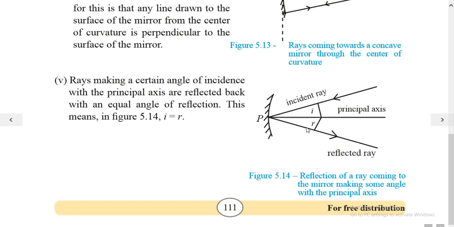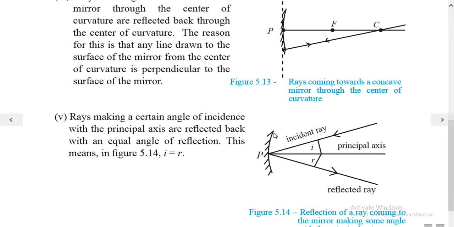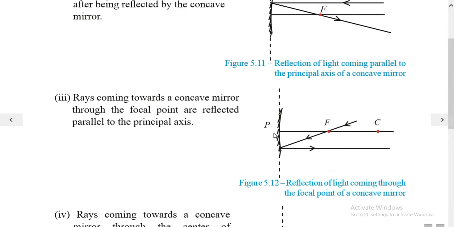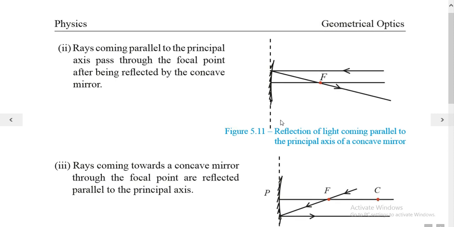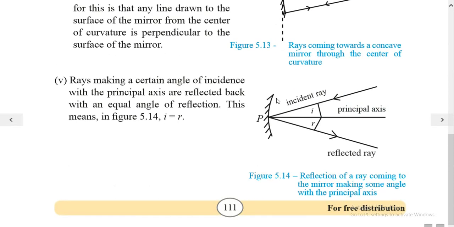These are the 5 types of rays that travel after reflection by the concave mirror. The main thing is that among these 5 types, you can use 2 types of rays. These are the reflected rays that travel after reflection by the mirror. This is according to the concave mirror.